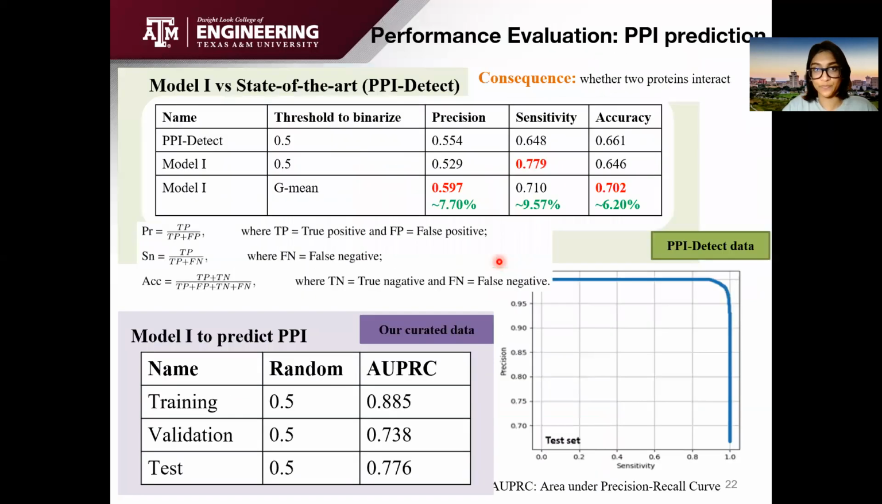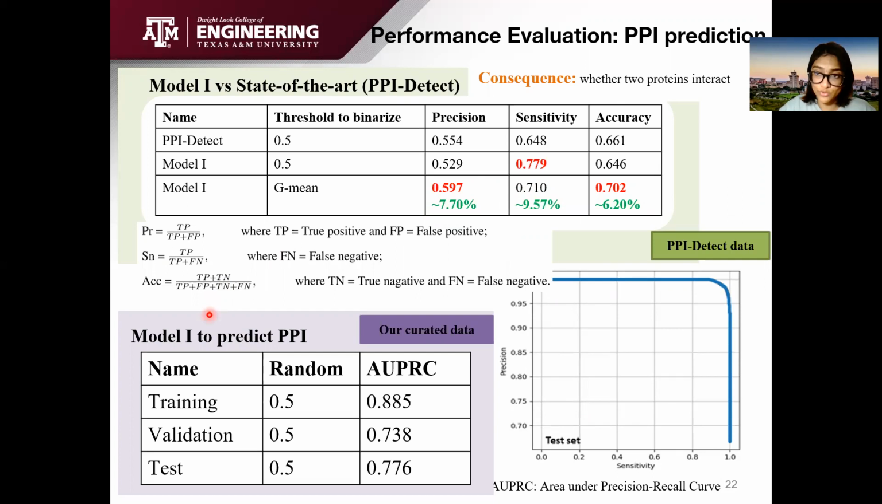Performance evaluation. While we are trying to predict the consequences, whether two proteins interact or not, or PPI, the model 1 performance has been compared with one of the current methods. The name of the paper is PPI Detect. It is a support vector machine-based paper. In this case, model 1 has been trained on their dataset, and we see when we use Gmin as threshold to binarize our prediction, our precision goes up by 7.7%, the sensitivity goes up by 9.57%, and the accuracy goes up by 6.2%.